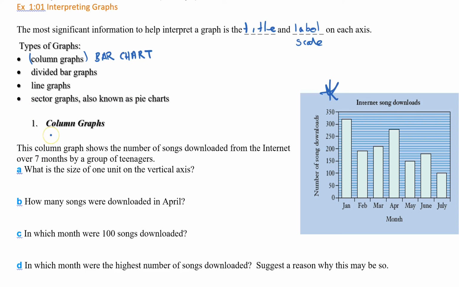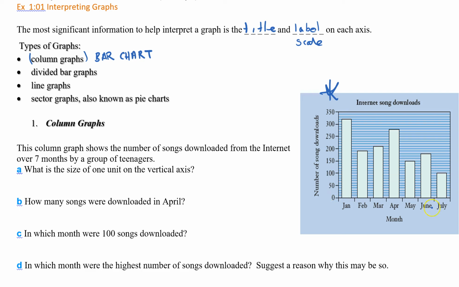Their names haven't changed. So with a column graph, you know that the most important thing to look at is the heading. So this is internet song downloads. And the important information is that this axis represents the number of songs that were downloaded. The scale here is 10, 20, 30, 40, 50. That's nice and easy. Each little increment represents 10 songs.